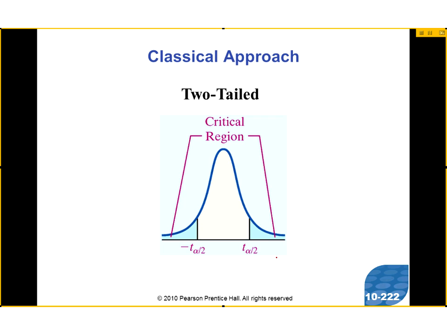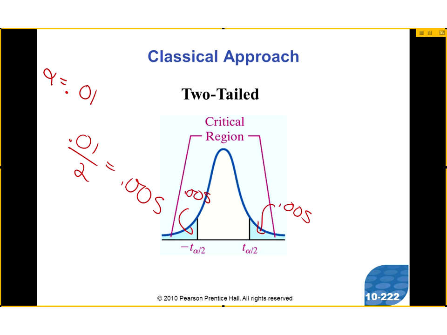So in a two-tailed test, the critical region is below negative t of alpha over 2 and above t of alpha over 2. And the reason why we need to use alpha over 2: if I was testing at 0.01, in each tail there needs to be half of that. So 0.01 divided by 2 is going to be 0.005. So the area in this tail is 0.005, and the area in this tail is 0.005.